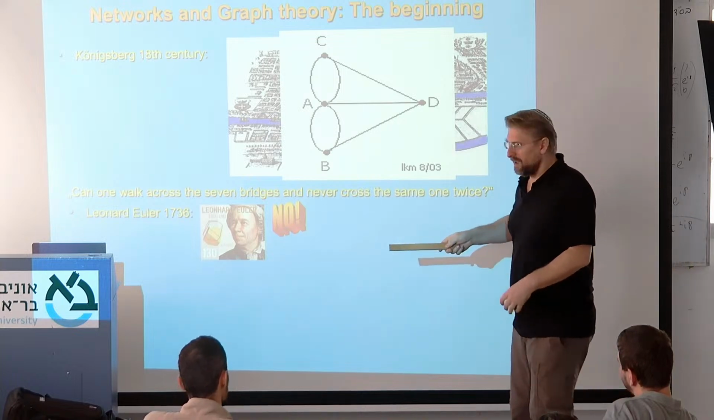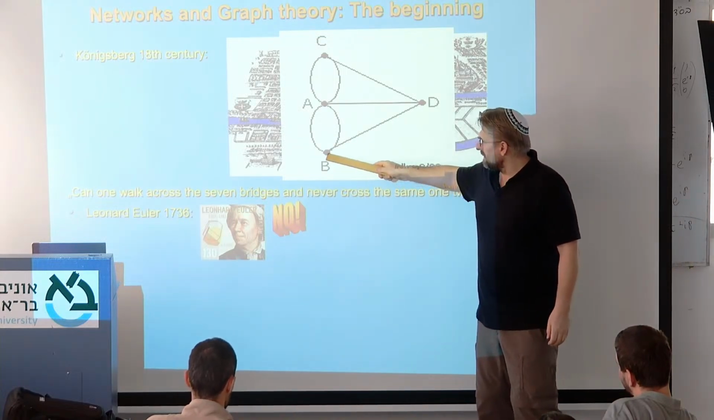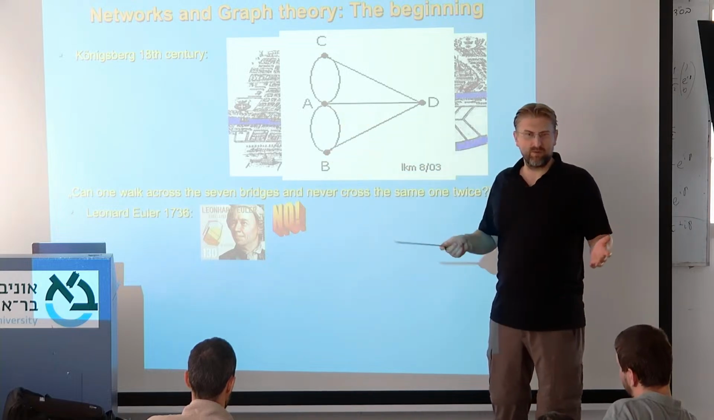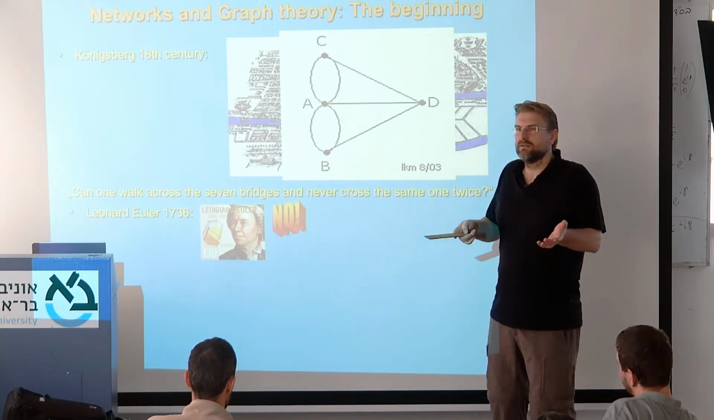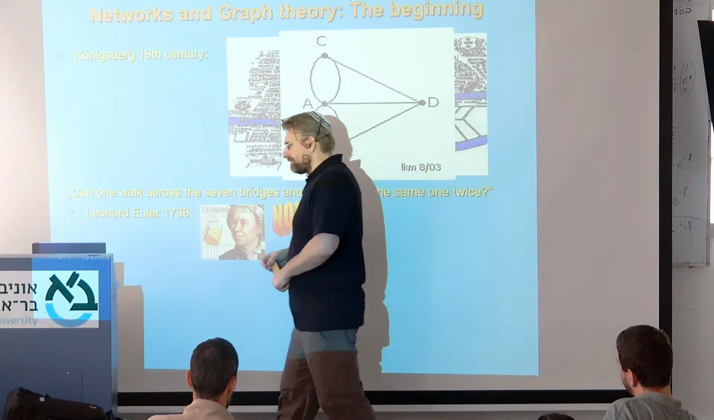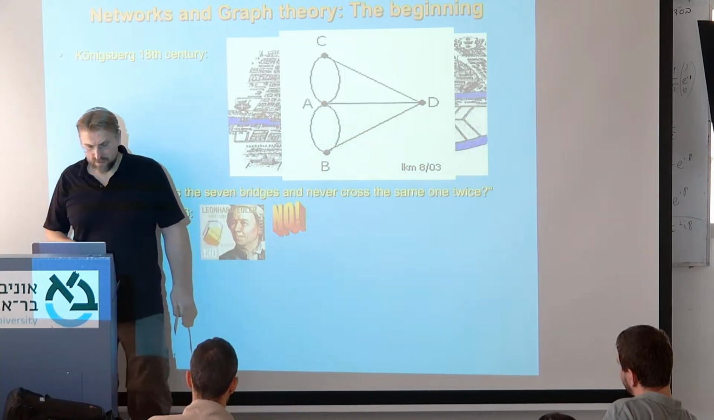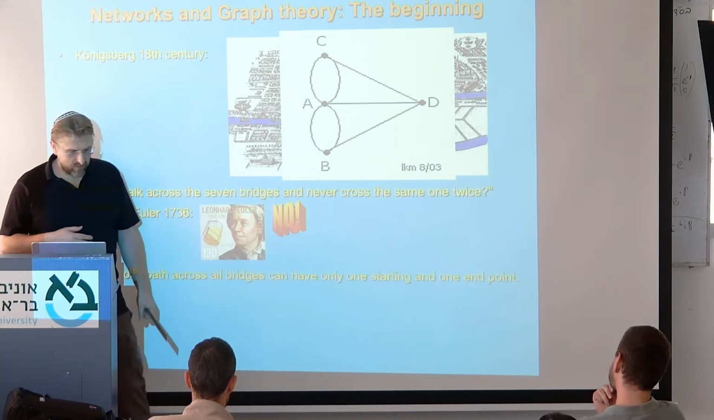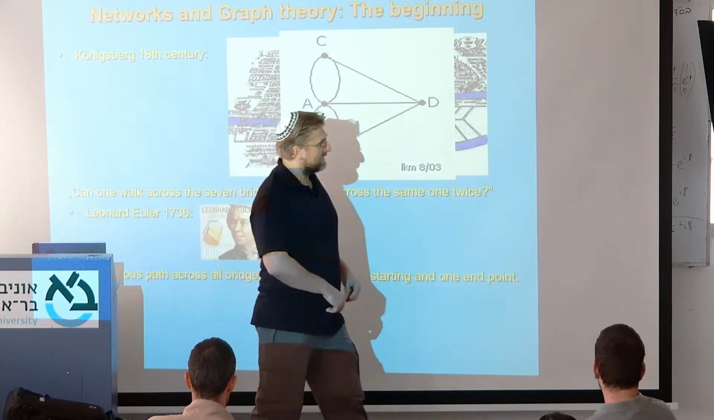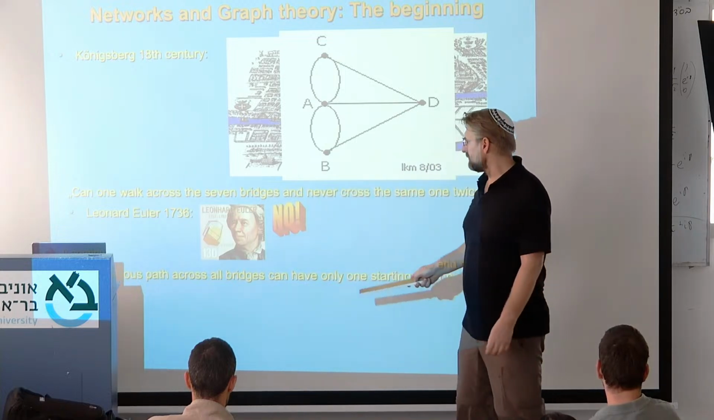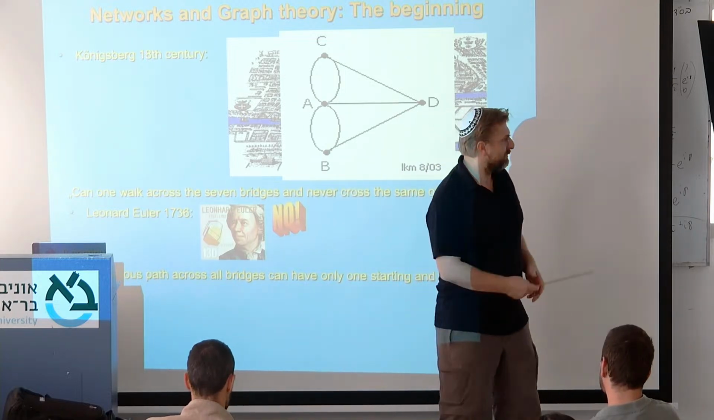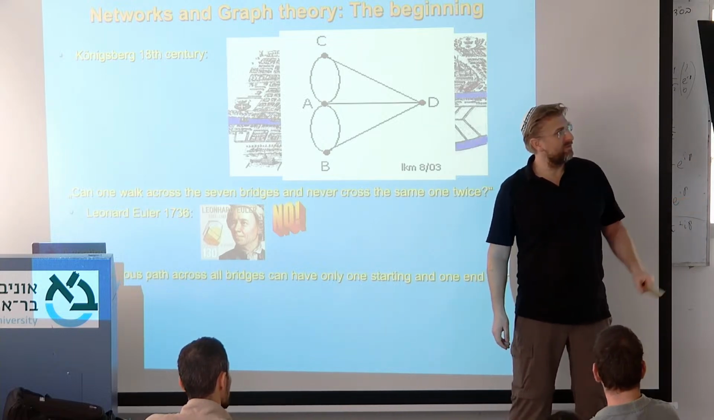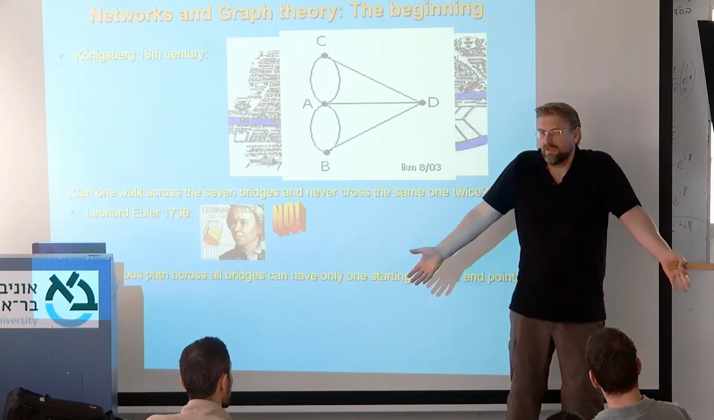The important things are the points, right, in Königsberg, and the bridges. These are the important things. You don't care about anything else. And he said no, it's not possible to do this. Why? Because if you would have such a path, such a continuous path across all bridges, then it can only have one starting and one end point, obviously, right?